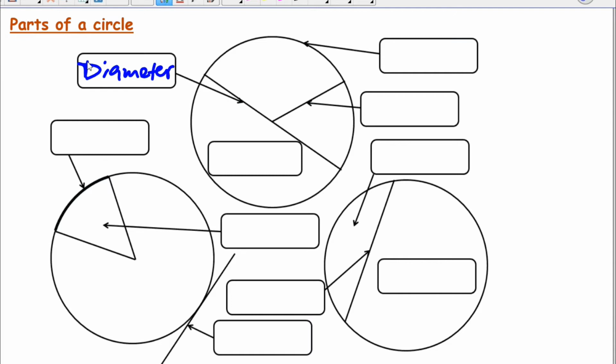And we have the distance around the circle, which is called the circumference. And this distance here is called the radius of the circle. And then we have a semicircle, which is half a circle. So, semicircle.